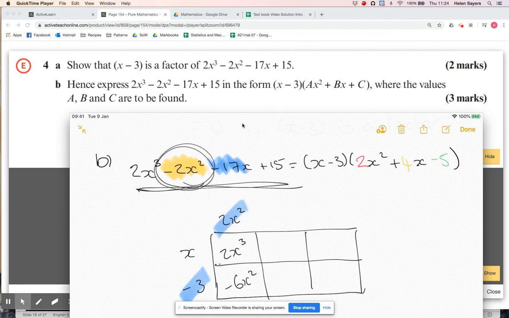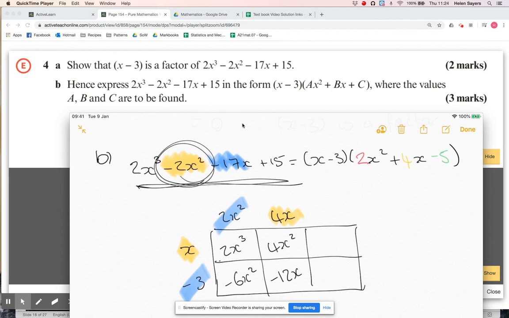I'm supposed to have -2x squared. So that's going to need to be a +4x squared. For that to be +4x squared, that's going to need to be 4x, so they multiply to give 4x squared. If that's 4x, the 4x times the -3 is -12x. So if you follow through the first method, you can see we're getting all the same sort of values or same expressions, just laid out differently.